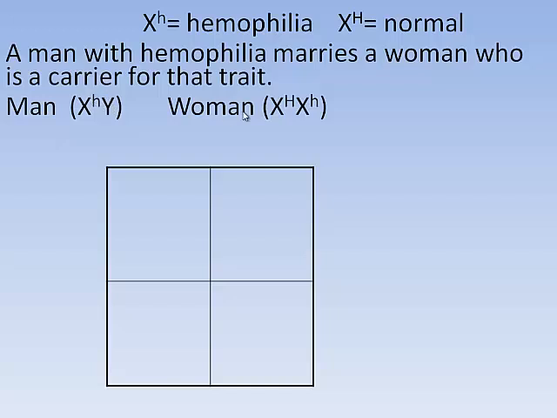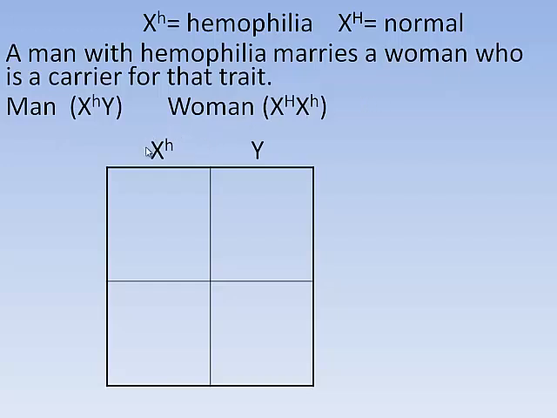mother. Here's the female. She has two X chromosomes. She's heterozygous. She has a dominant allele and a recessive allele. So she's not going to show the trait, but she's carrying the trait. She has a recessive allele that she could pass on to her offspring. So here's the possible sperm that the man could make.